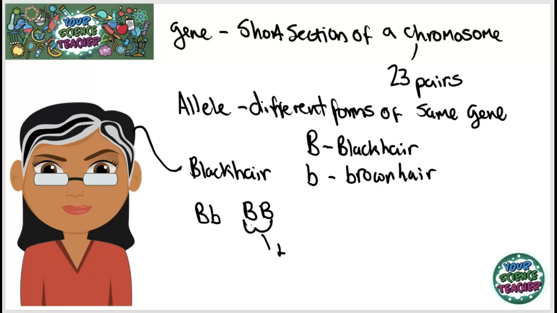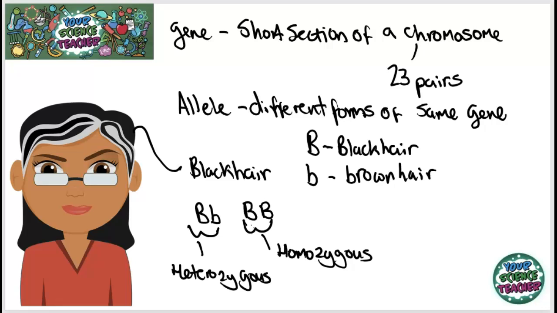homozygous alleles. The way to remember that is homo just means the same. And if we have big B, little b, that is heterozygous, and hetero just means different.